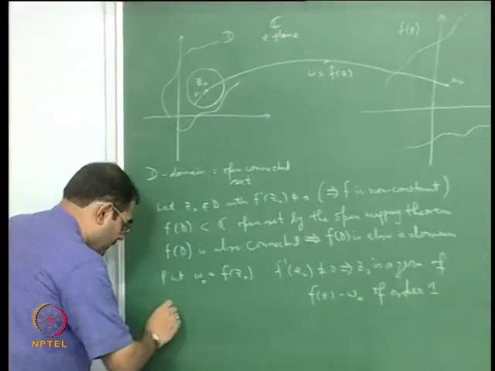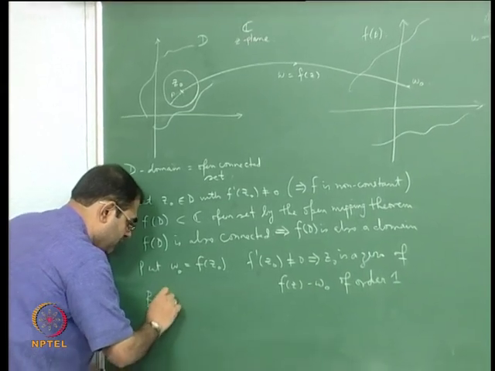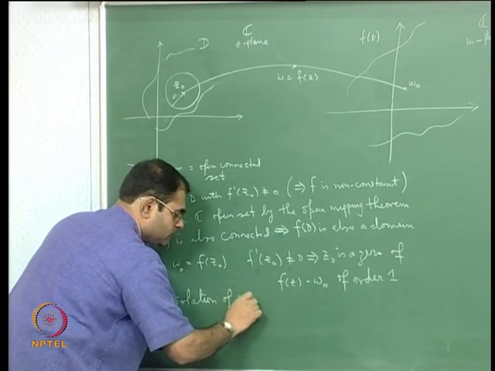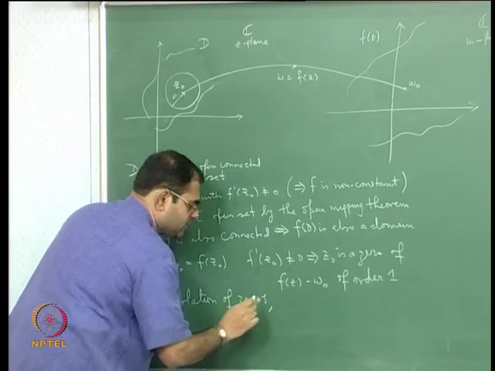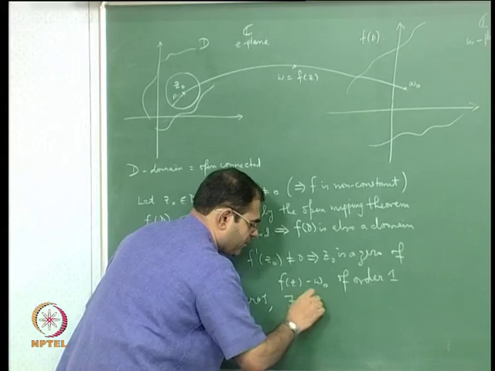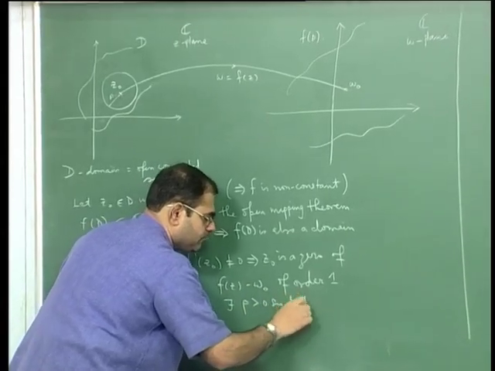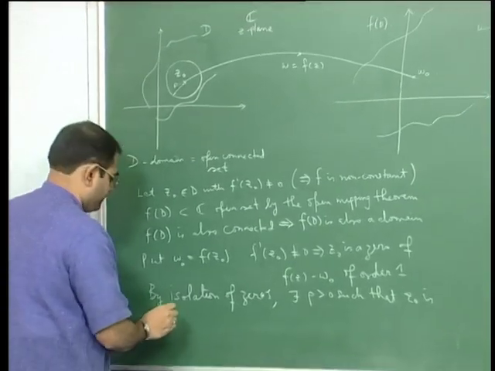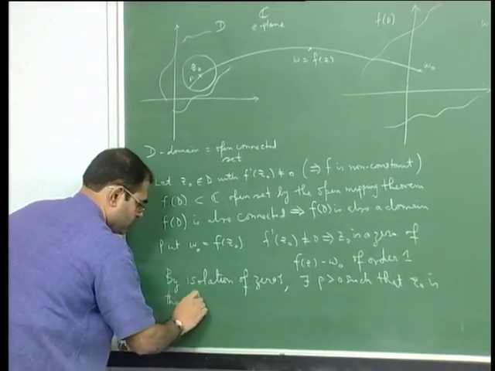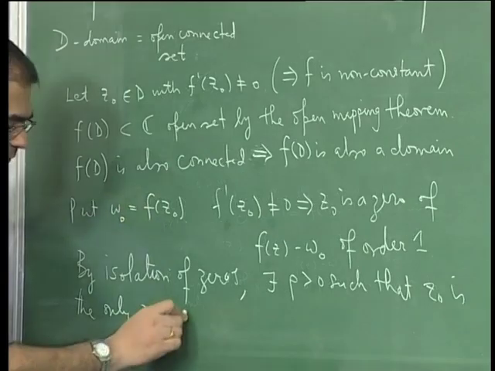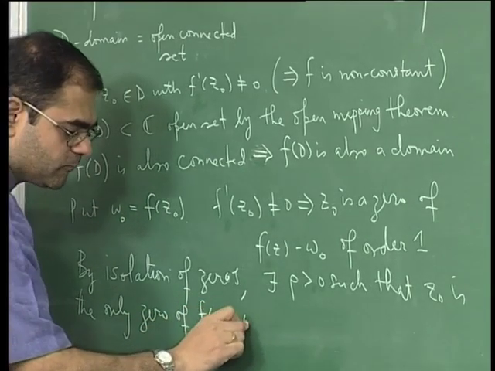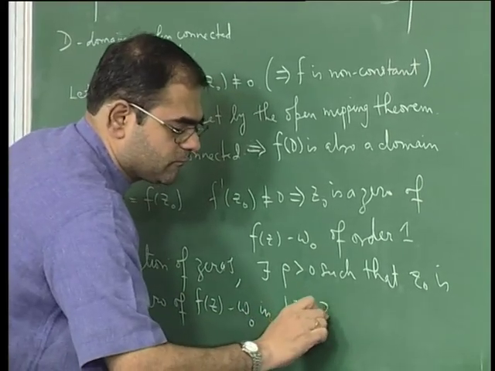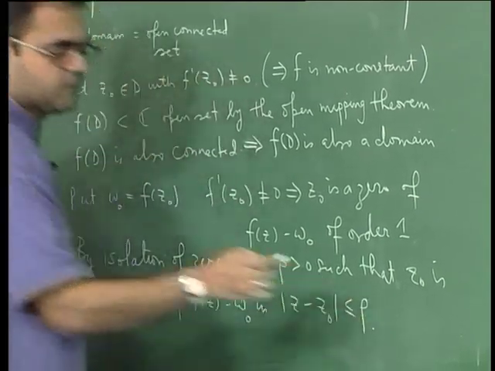So by isolation of zeros, there exists a rho positive such that z naught is the only 0 of f of z minus w naught in mod z minus z naught less than or equal to rho.